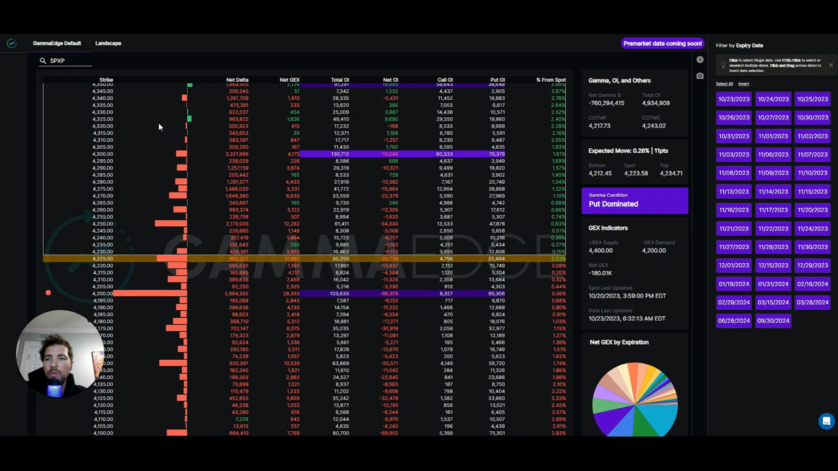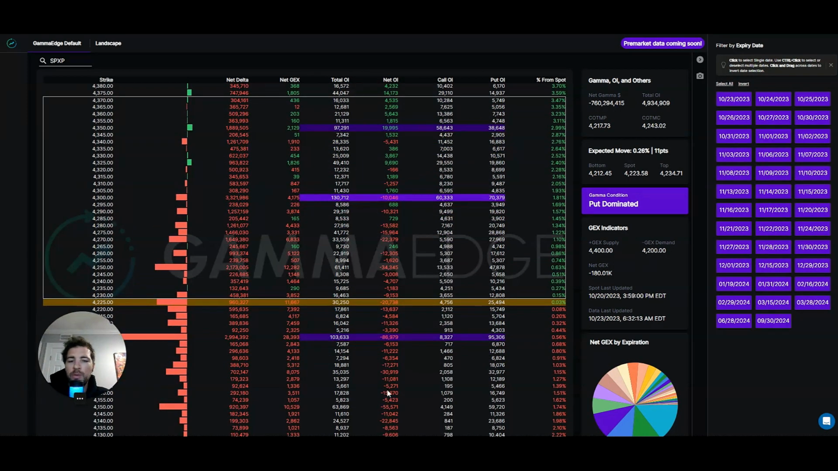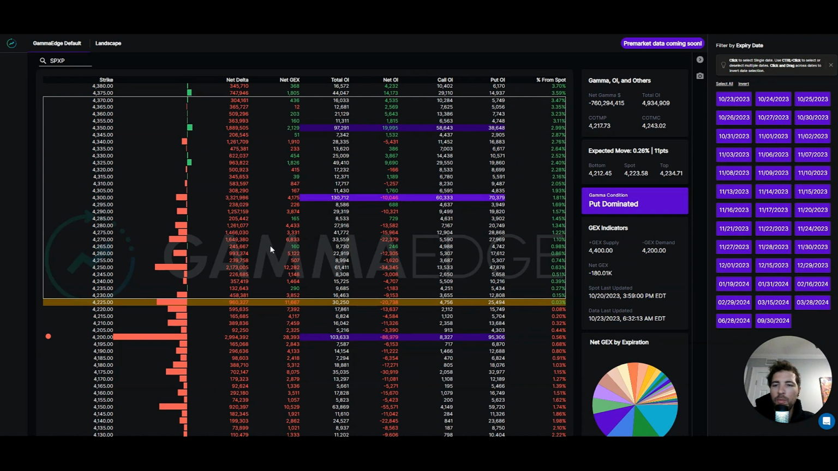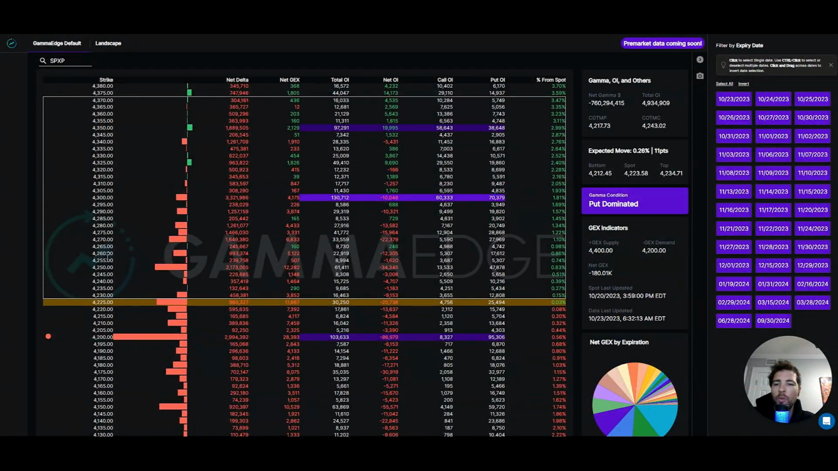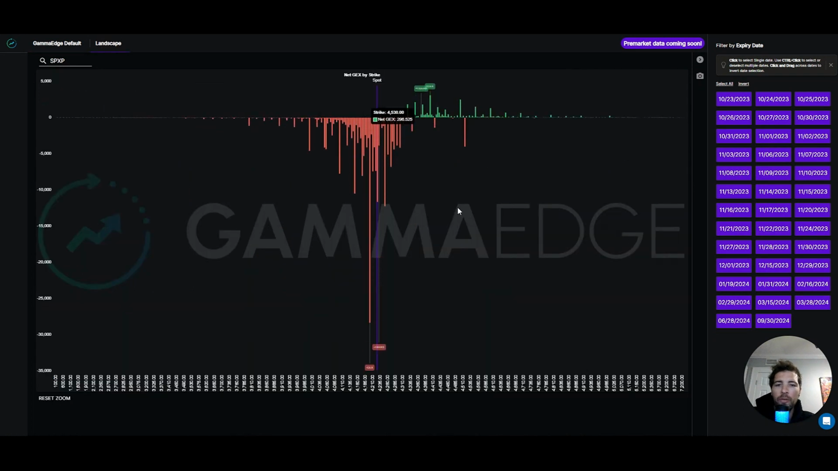Now, getting into the web app itself, here we have the SPXP full complex. First thing I want to hit on is that the transition box is quite wide today. However, if we take it to the landscape view, we can really see transition is more in this area. Let me check my notes real quick. So full complex, I have 4320, which is kind of up here in this area, and 4370. Those are your transition levels.